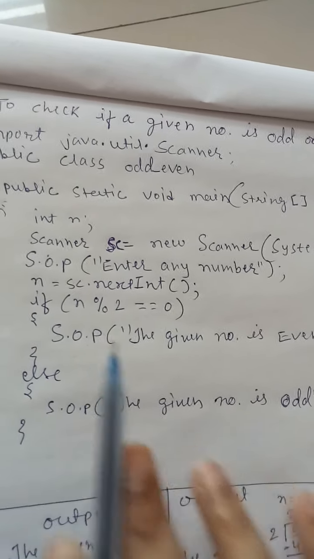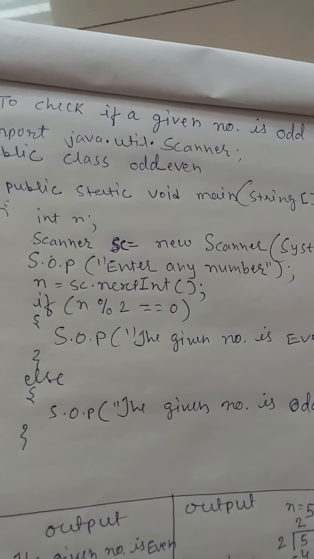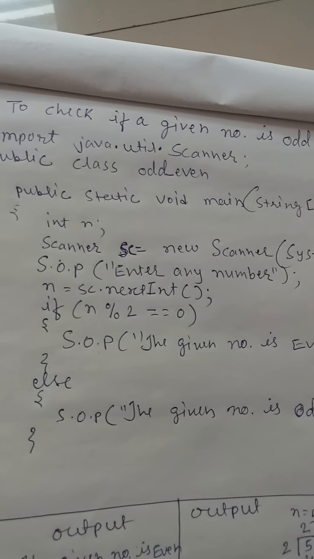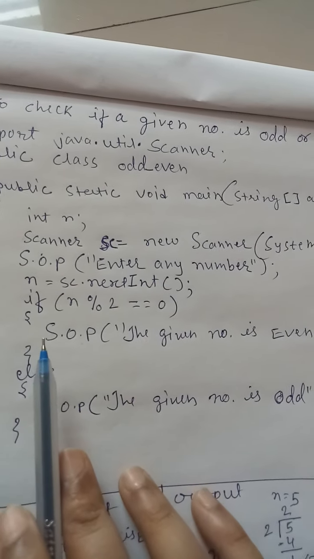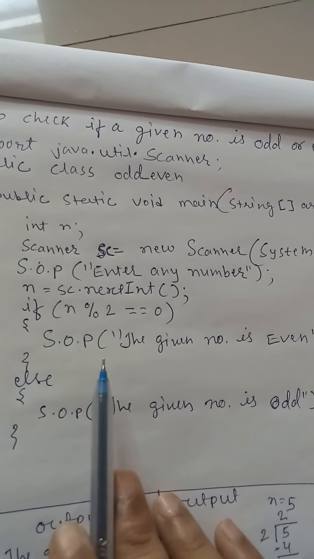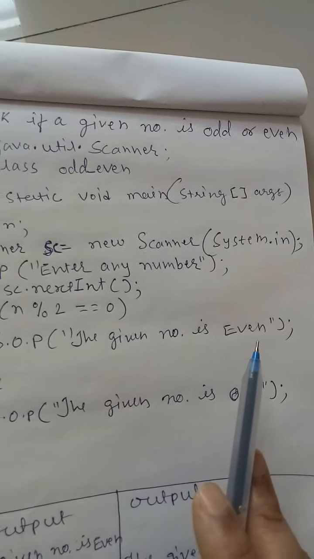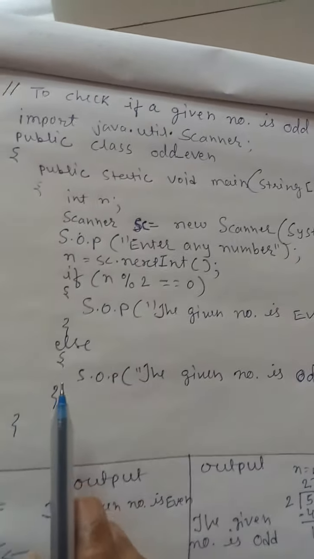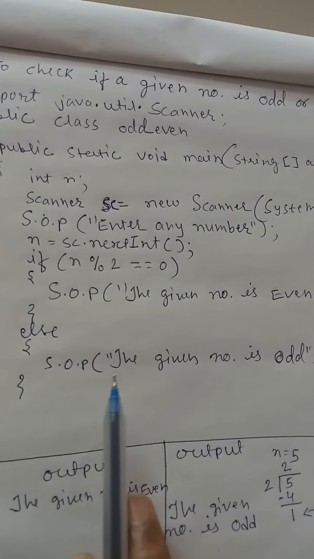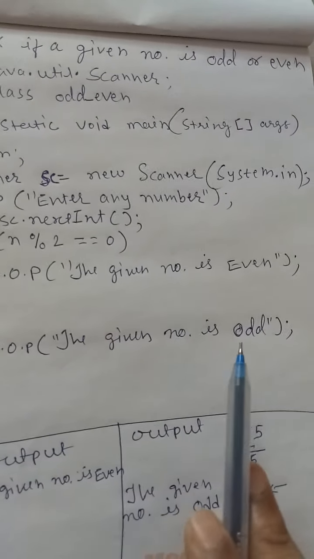So when we take n modulus 2, whatever value we get, if it is 0, it will enter the if block and display: the given number is even. And if I do not get the value 0, then my else part will be executed and the message will be displayed: the given number is odd.